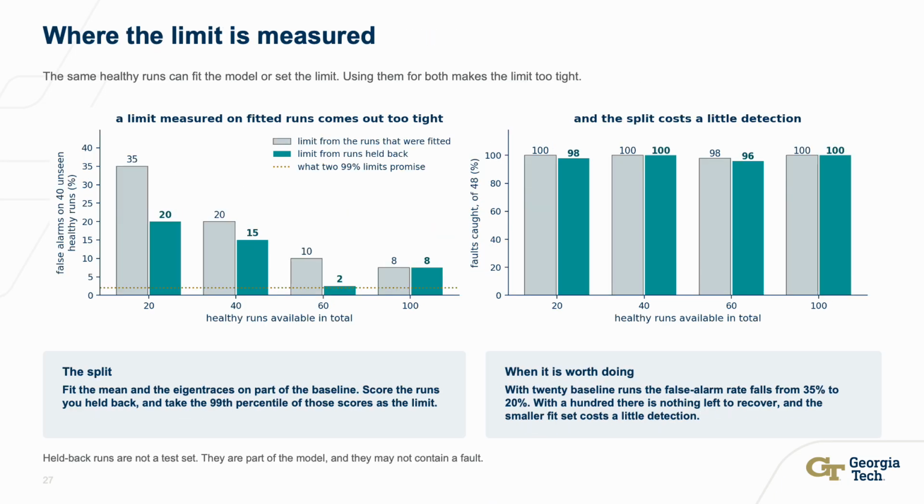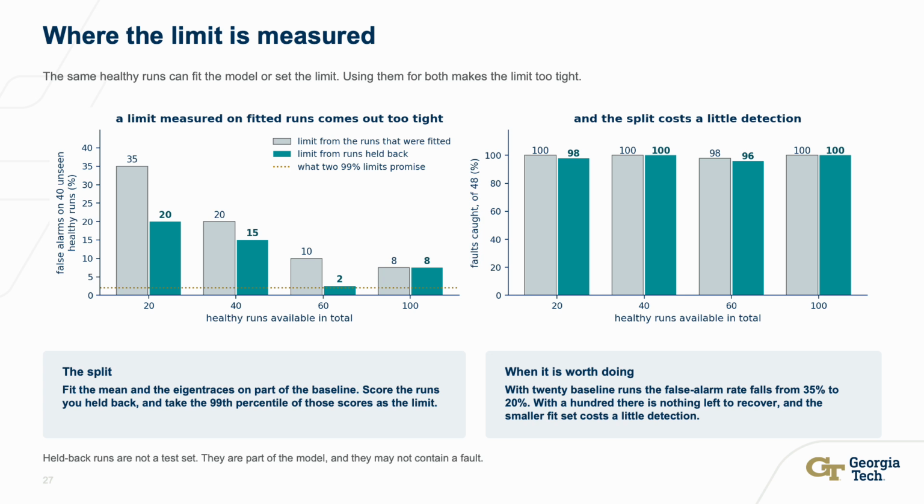The previous slide ended with a claim, so here is the measurement behind it. The problem is that the same 100 runs did two jobs. They fitted the mean and the eigenvectors, and then their own scores set the limit. A model bent to fit those exact runs reproduced them unusually well, so their residuals are unusually small, so a percentile taken from them lands too low.